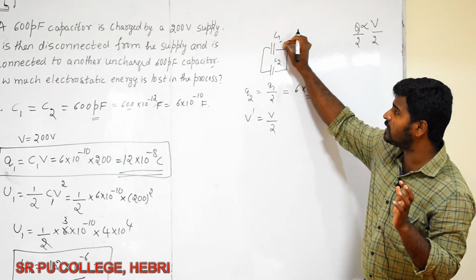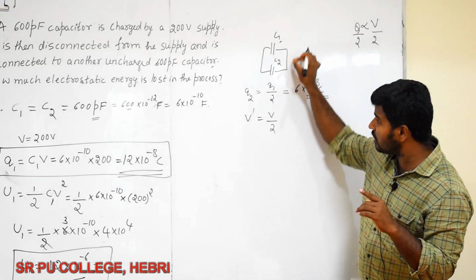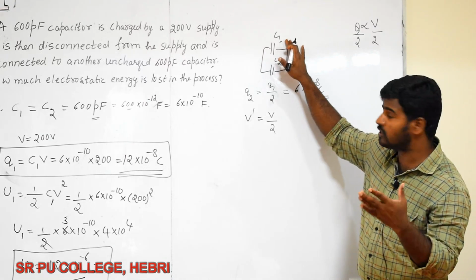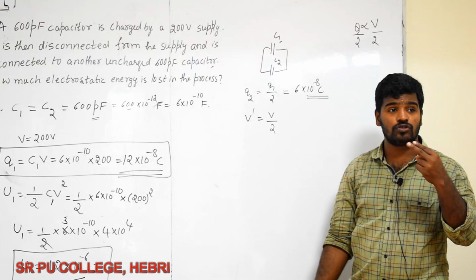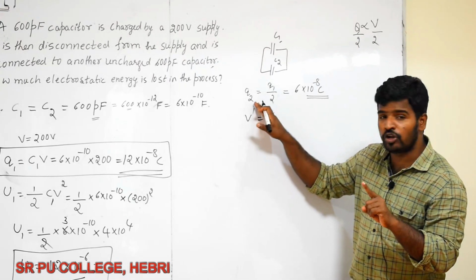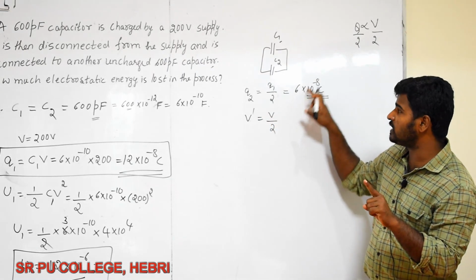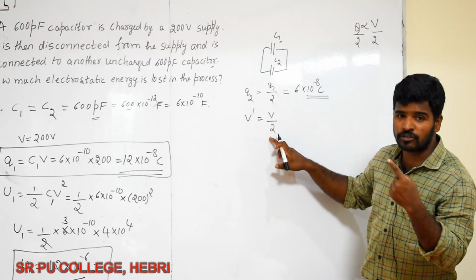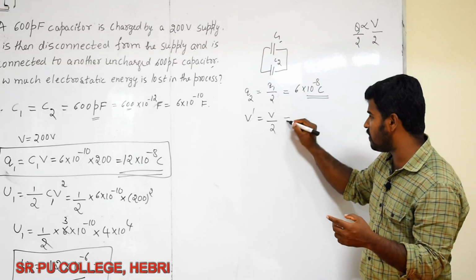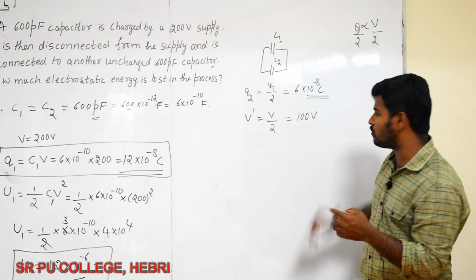So how have we written it? C1 releases the charge, C1 is giving its charge to C2. Therefore, what about the charge on each capacitor? Q2 equal to Q1, that charge is equal to 6 into 10 raised to the power minus 8 coulomb. V dash is equal to V/2. Their potential also becomes half. Therefore, the value of V dash is now 100 volt.